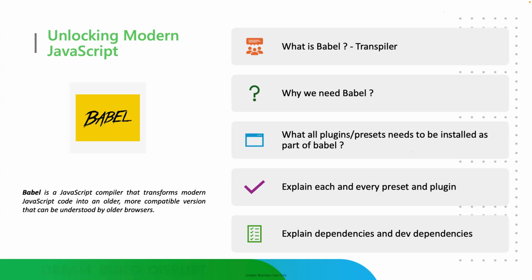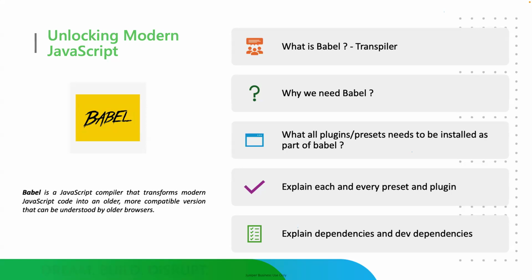Your browser does not read JSX. Browser cannot understand JSX. Your browser understands the plain JavaScript, which you used to write earlier. Now it doesn't understand that. So this Babel comes into the picture to transform your modern JavaScript code into an older and compatible version. It's a transpiler.